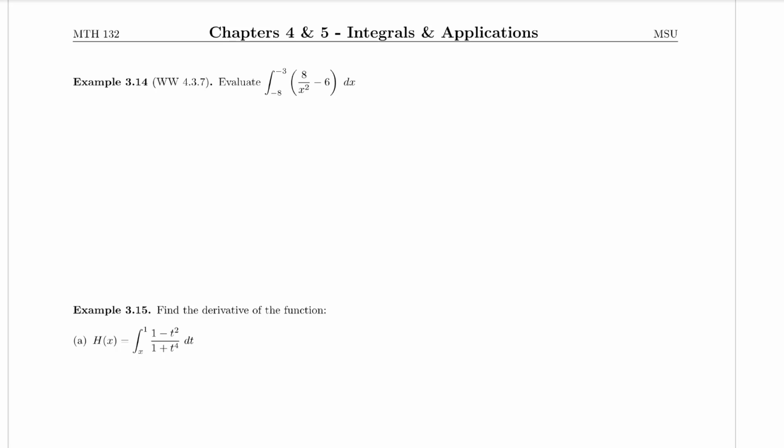Alrighty, now that you've tried this on your own, what we need to do here is calculate the antiderivative. I'm going to start by writing this as 8x to the negative 2 minus 6, so I know how to take the antiderivative a little bit better. So I'm going to go 8x to the negative 1 divided by negative 1 minus 6x evaluated from negative 8 to negative 3. That's like negative 8 over x minus 6x evaluated from negative 8 to negative 3.